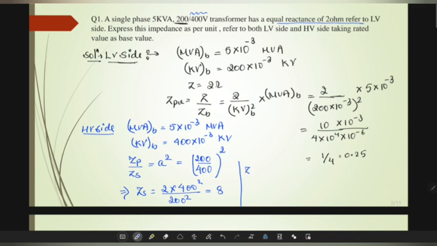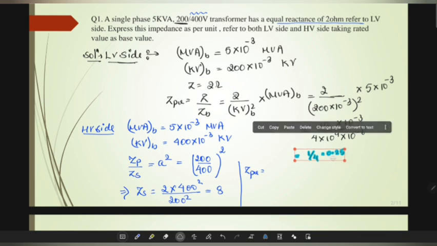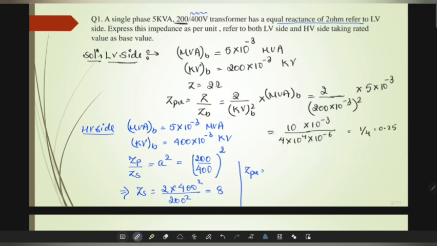Now what will be the Z per unit? Z per unit will be the actual value, that is 8 ohm, divided by the base value. What will be the base value? That is (400 into 10 to power minus 3 kV) square divided by the MVA base, that is 5 into 10 to power minus 3. So you will get 0.25 per unit. So the impedance value referred to the secondary side and the primary side is the same.